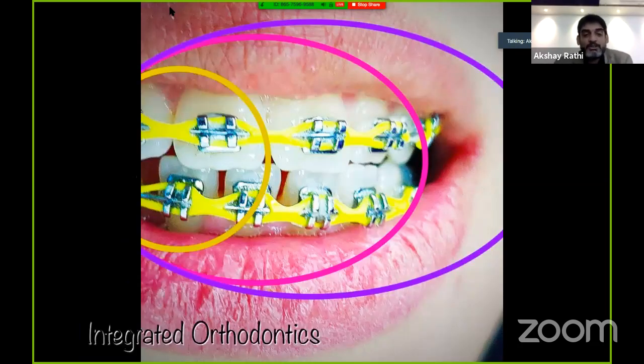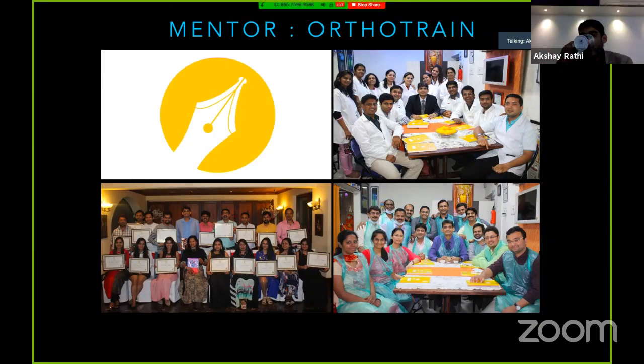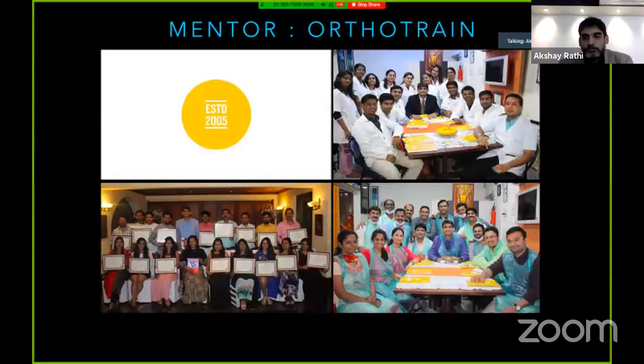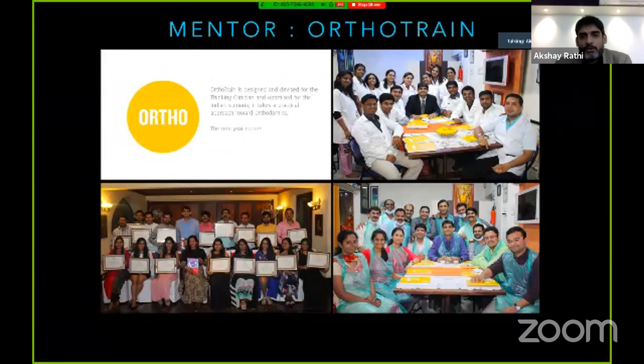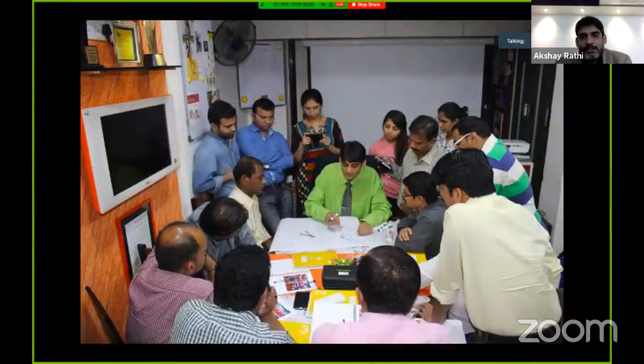So we need to integrate orthodontics into our practices. These are a few of my pictures of the ortho train. I will move ahead. All this is available on the net. Another session at my Juhu clinic.